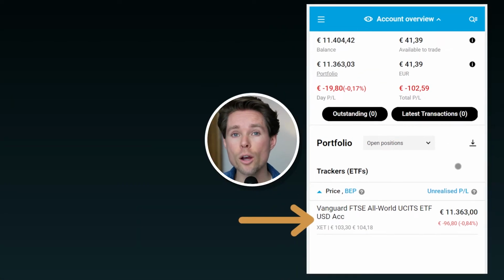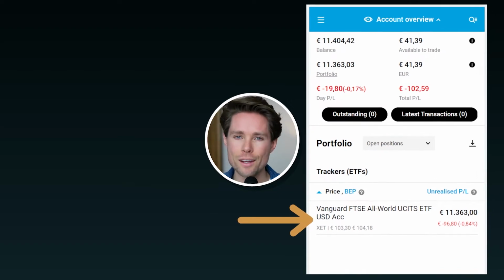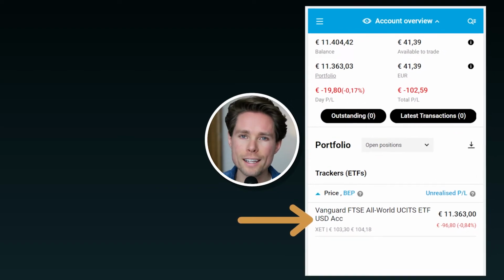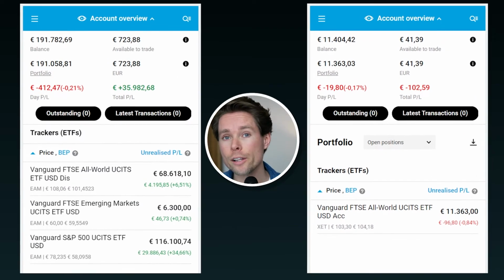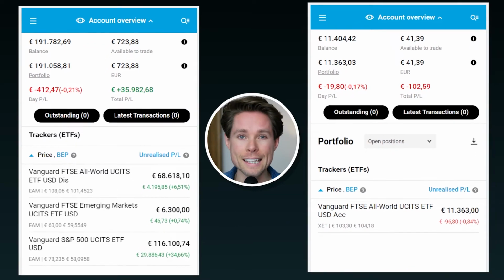So do note, every country has its own rules regarding this. For example, the 401k is the most popular retirement investing strategy in the US. So in my retirement account, I only have 1 Vanguard ETF, which is the All World Accumulating ETF. In my regular account, I only have distributing ETFs.